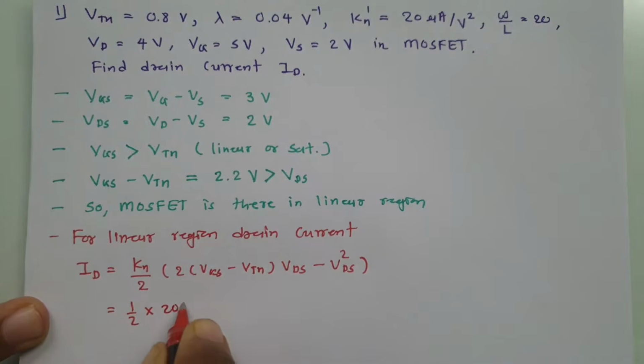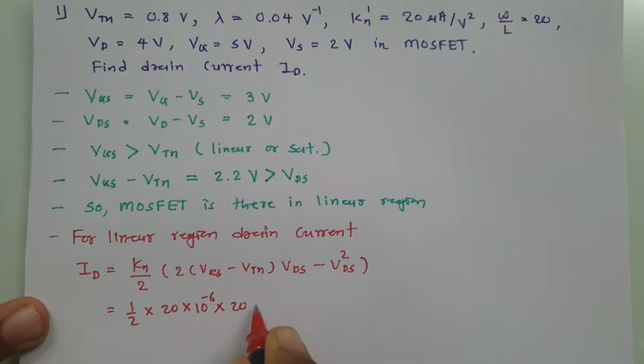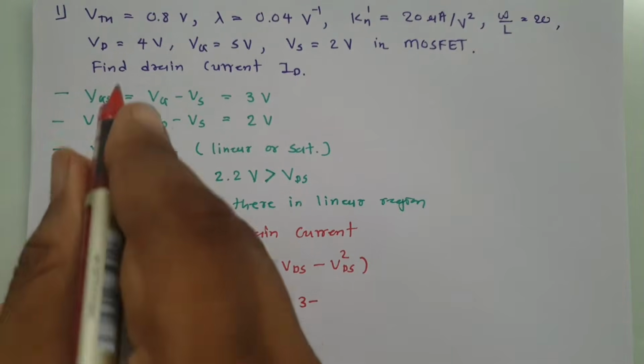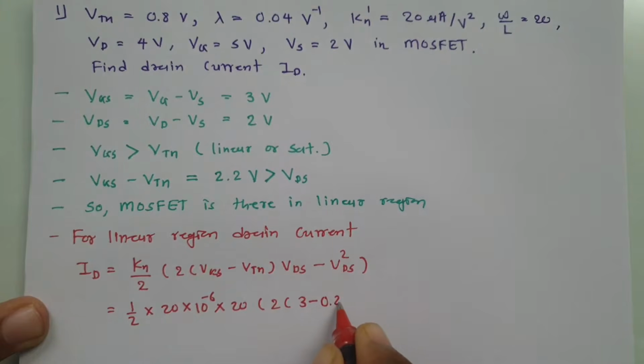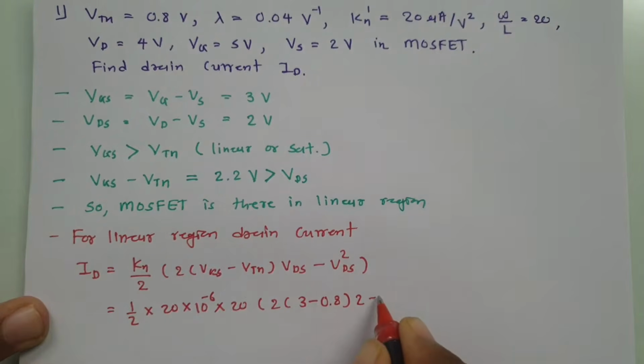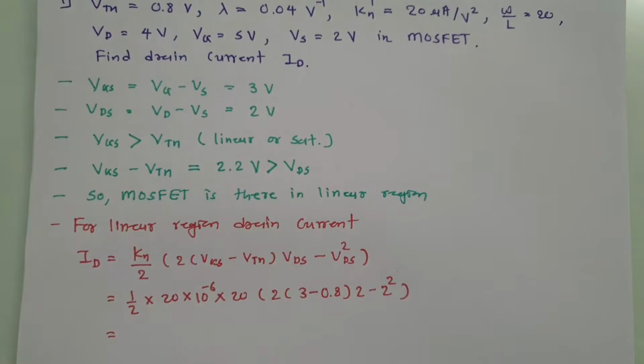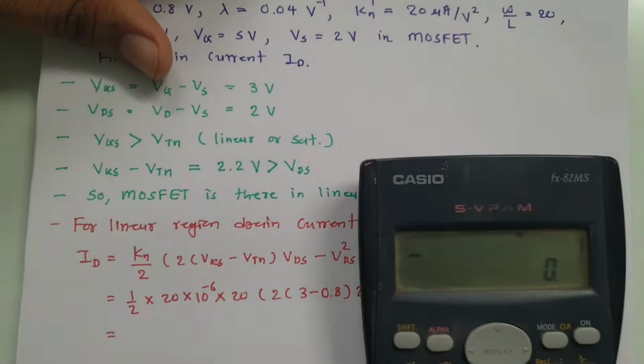So 20 micro means 10 to the power minus 6, into W by L, that is 20, into 2 into VGS minus VTN, so VGS is 3, VTN is 0.8, into VDS, VDS is 2, minus VDS means 2 square. So that is the drain current. Now let me solve this over here.